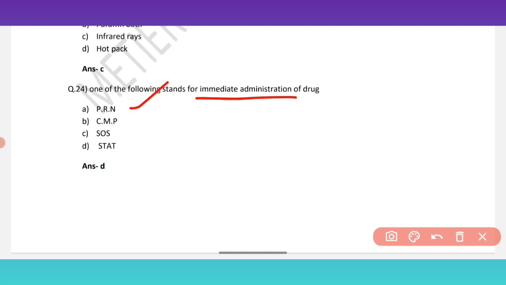PRN means whenever required. Whenever the patient is vomiting, you give injection emeset or injection ondansetron. SOS means if necessary. If the patient has pain, at that time you give the painkiller, tramadol. Stat means immediately. Now you give the drug, and after that you should not give the drug. Only one dose. Now at present you have to give the drug. That is called as what? Stat. So here the right answer is option D.